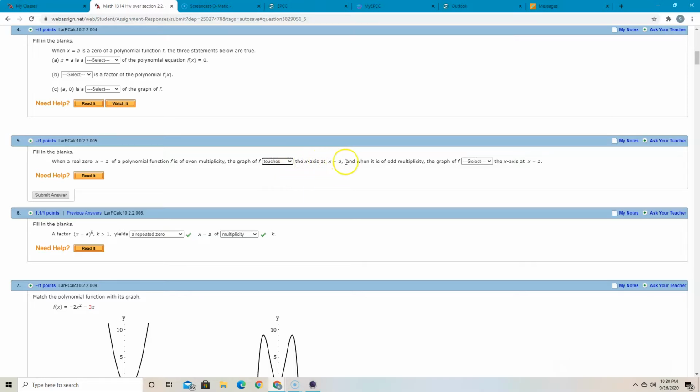It touches the x-axis at x equals a, and when it is odd multiplicity, it passes through, or you can say crosses. Crosses through, passes through.